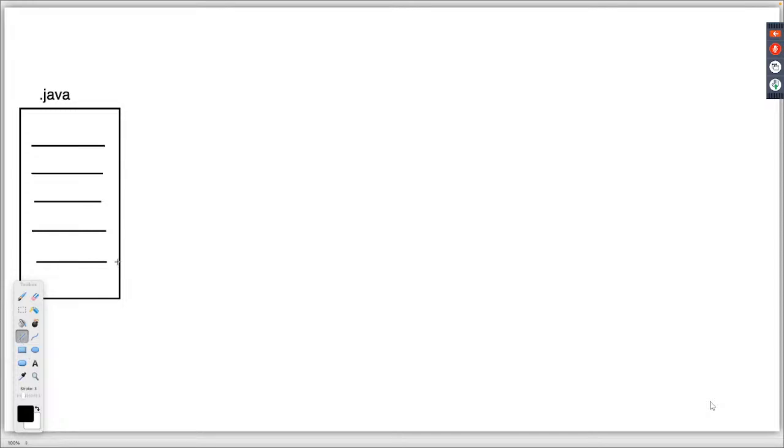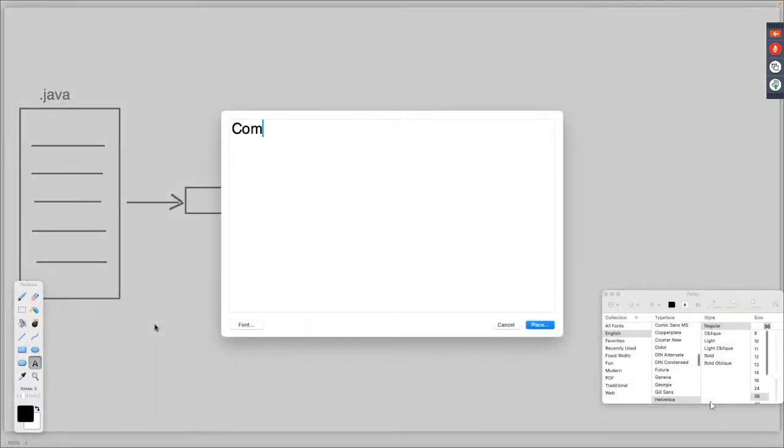Fine. When we have written the program, then immediately we have to perform what there? Compilation. Compilation is required. There we have to understand compilation.